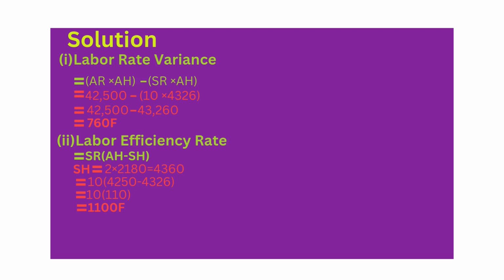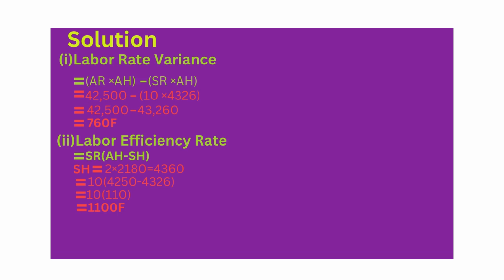The next one is the labor efficiency variance, which is given by standard rate multiplied by actual hours minus standard hours. The standard rate is 10 shillings per hour, and our actual hours are 4,250. Standard hours is the standard quantity. We have 3 kgs multiplied by the total units which were produced, 4,000, so our standard quantity will be 12,000.